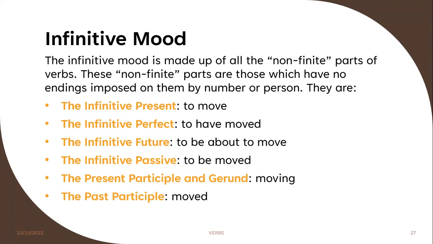Next we have, my apologies, the infinitive perfect, to have moved. The infinitive future, to be about to move. And also the infinitive passive, to be moved. Then we have the present participle and gerund, moving. What is the difference between these two? The present participle forms a continuous tense of a verb. Example, he was singing, and it acts as a verbal adjective, a talking parrot. Talking is the present participle, and it is the adjective in the sentence.